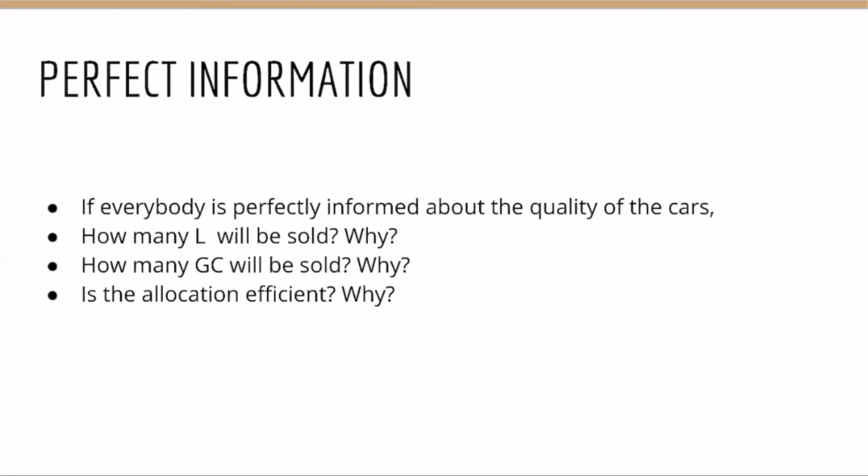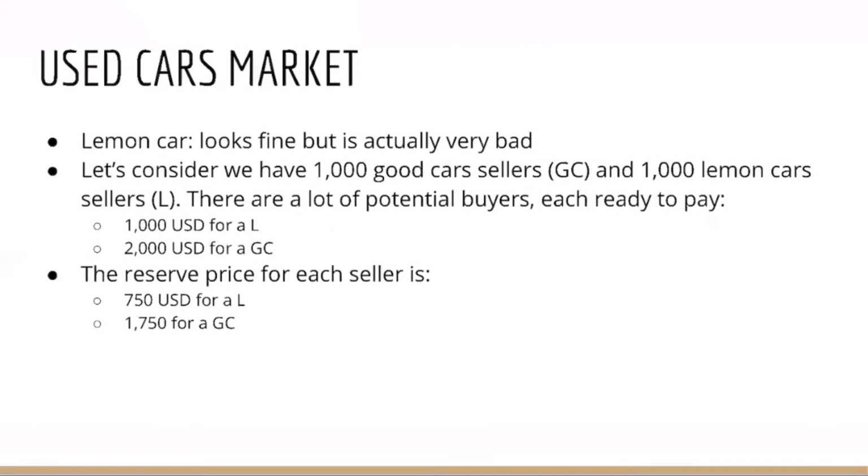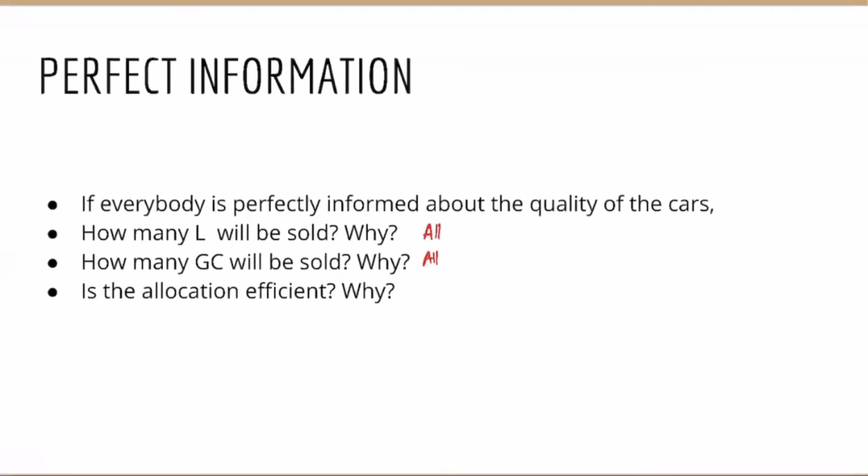So basically, if the buyers and the sellers know the quality of the cars, all the lemons will be sold and all the good cars will be sold. Why? Because the buyers are willing to buy at a higher price than the reserve price for each car. Remember that if I know that I'm buying a lemon, I'm willing to pay 1,000 and the seller is willing to sell at 750. So they will all sell the lemons and buyers will all buy the lemons. And if I'm willing to buy a good car, I'm willing to pay 2,000. The reserve price is 1,750. So all the good cars will be sold too. Of course, this is efficient.